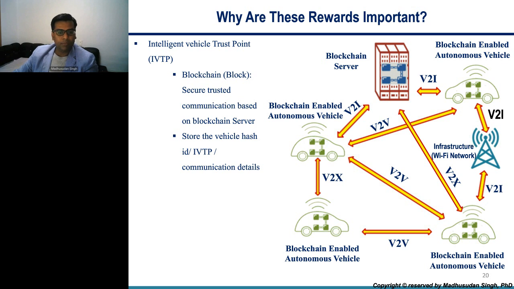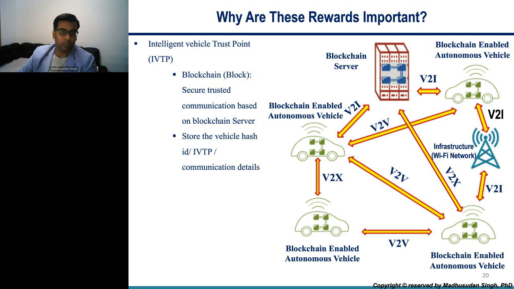So why are we using it for the reward purpose? Because vehicles may share real information or wrong information. If they are sharing wrong information, how are the vehicles going to get feedback? So we are using reward points, which have several benefits for this IVTP. The first benefit is that we can verify whether the vehicles are legal or not, and whether they have signed their smart contract or not.